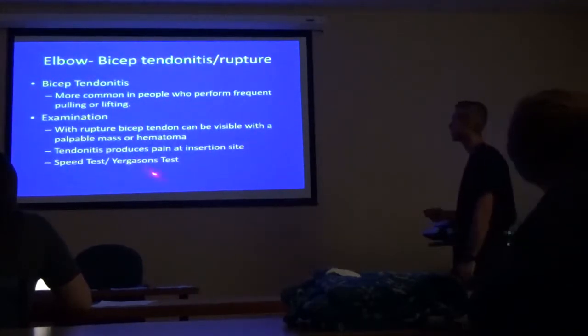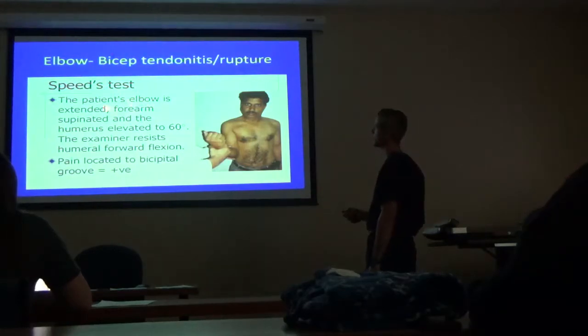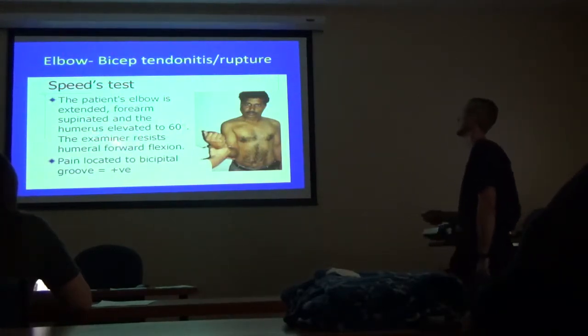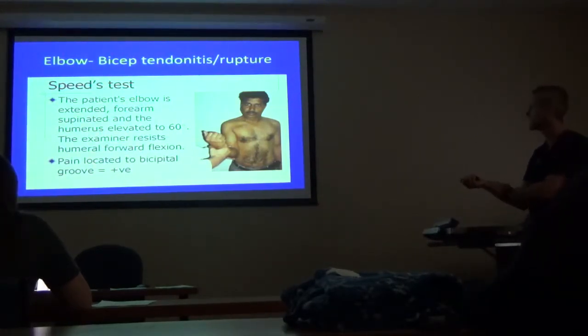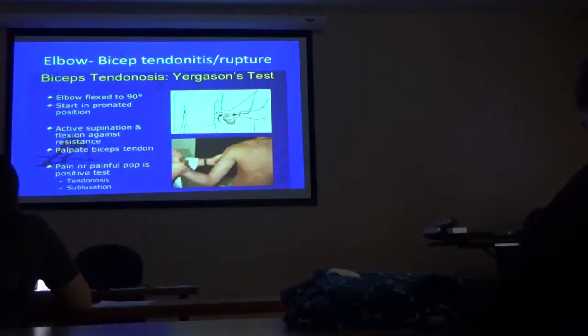Speed test and Yergason's test. So for the speed test, the patient's elbow is extended, forearm supinated, humerus elevated 60 degrees. The examiner resists humeral flexion, and pain located at the bicipital groove is a positive sign, right? Then Yergason's test.